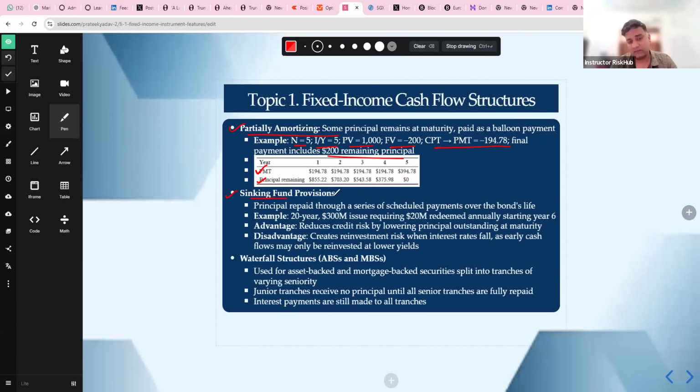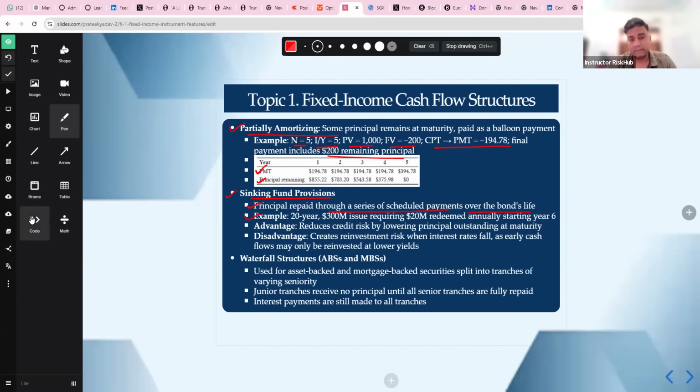Then we have a sinking fund provision. A sinking fund means the issuer repays principal gradually according to a schedule, right? The repayment happens according to a schedule. For example, let's say principal is repaid through a series of scheduled payments over the bond's life.